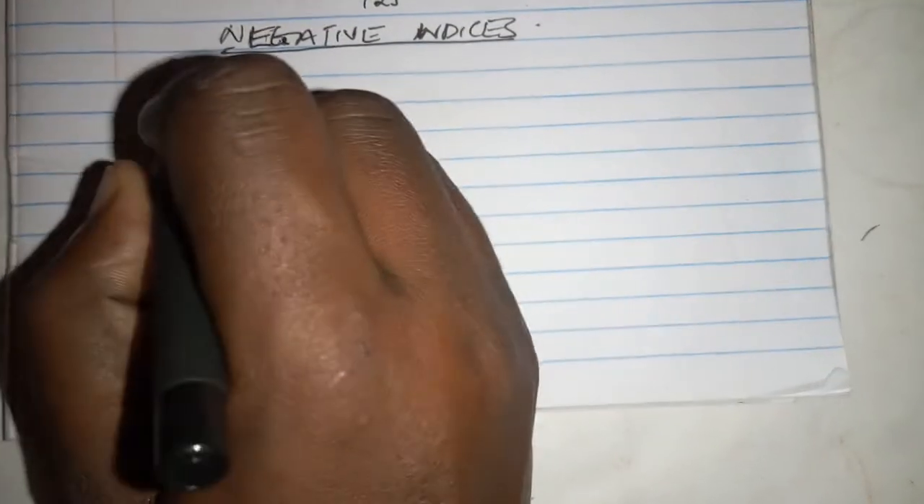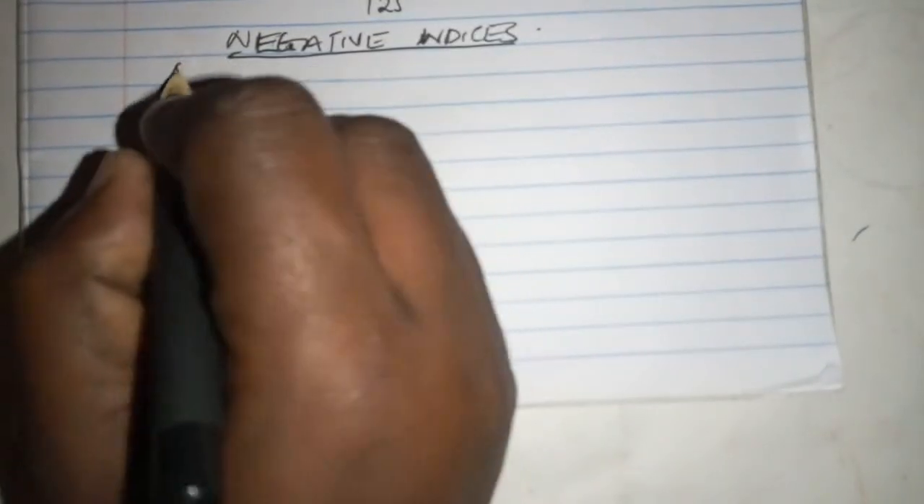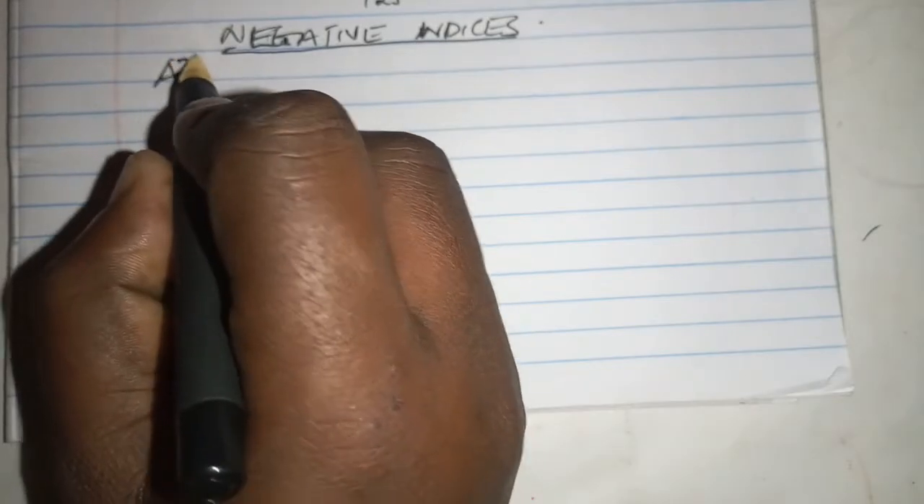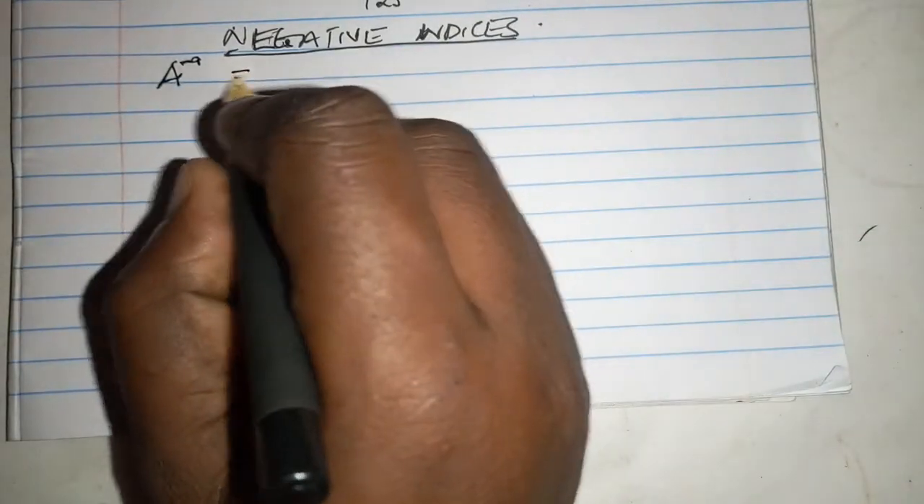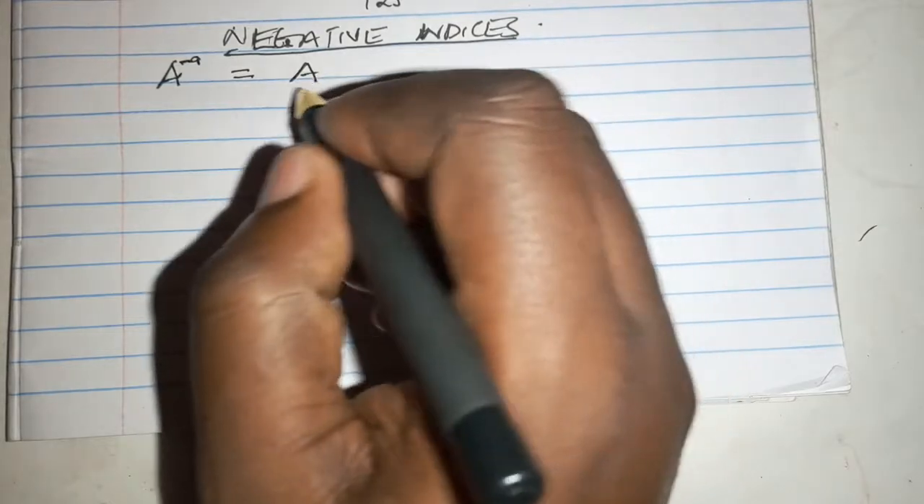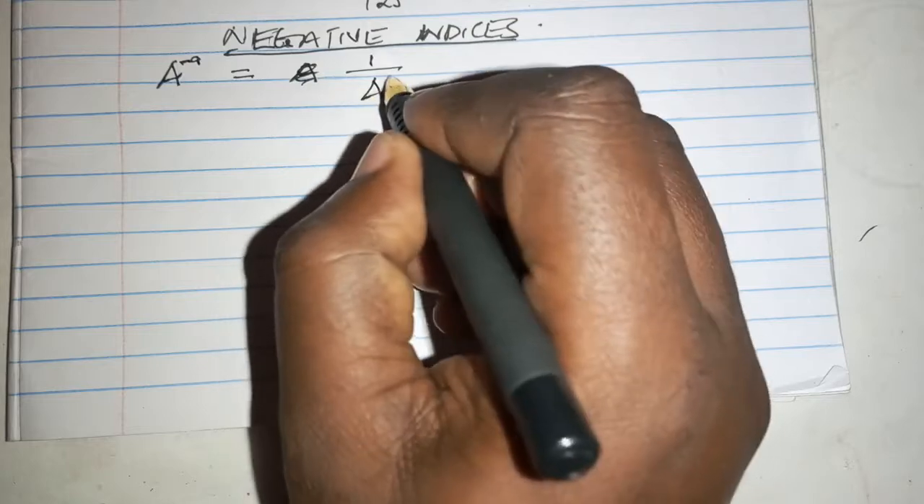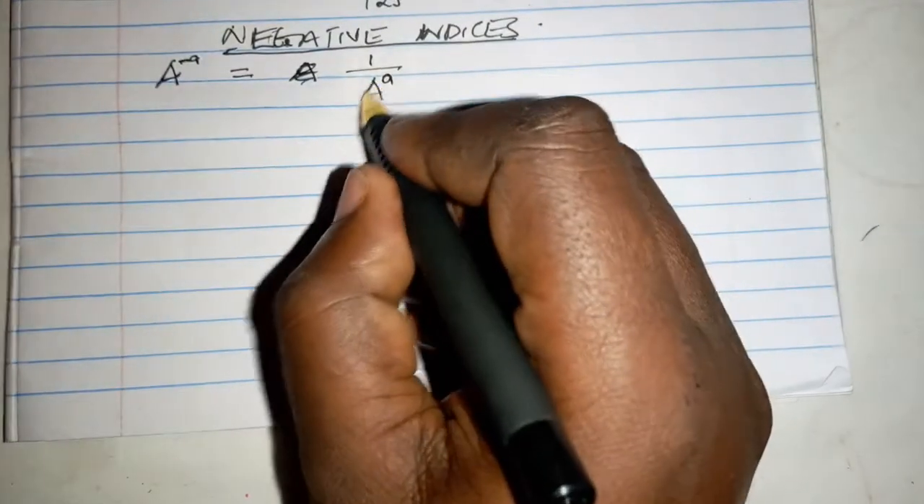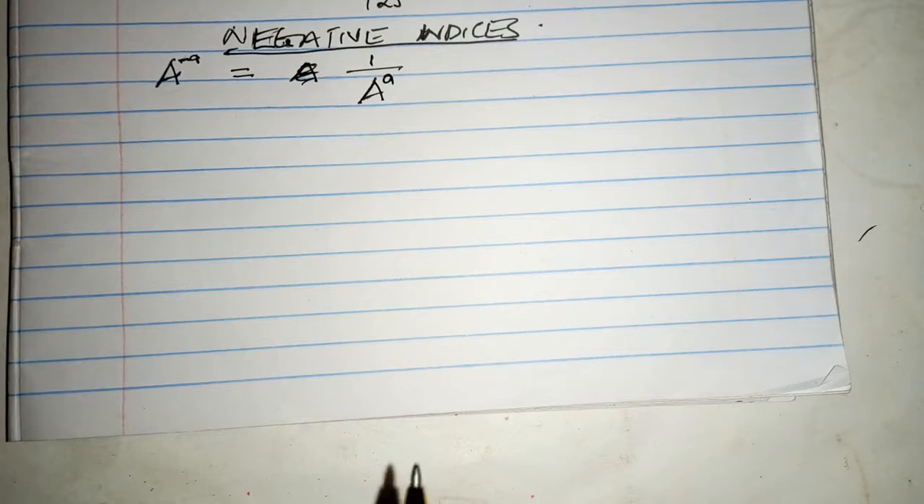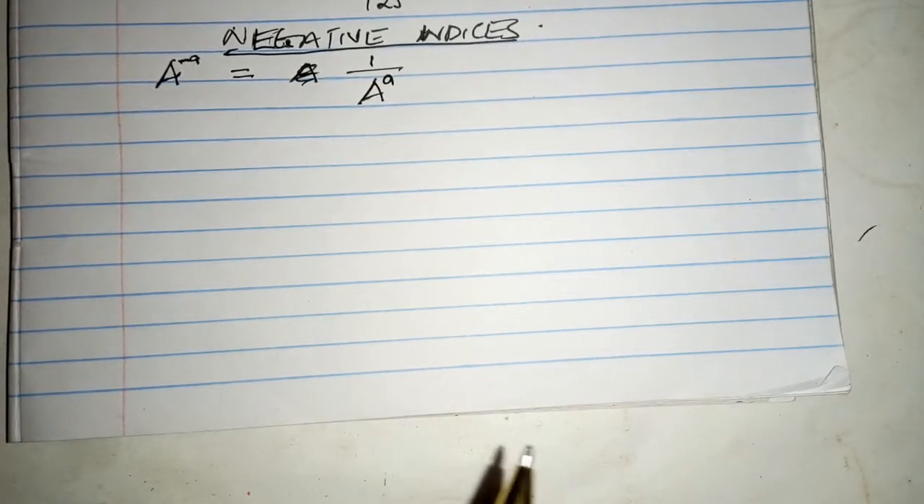We have outlined earlier that if a number is raised to power a negative index, let's say negative a, this is the same as 1 over a raised to power positive a. This one goes without saying. It's called the reciprocal law of indices.